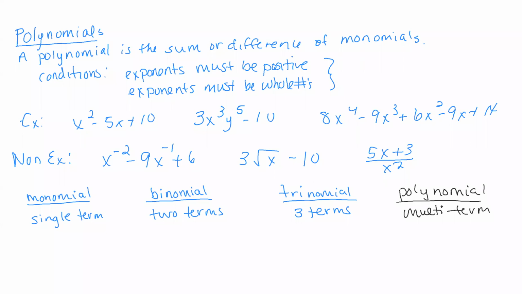So a monomial could be something like 5x squared. A binomial could be something like x squared minus 9. A trinomial could be something like x to the third plus 3x squared minus 4x. A multi-term polynomial could be any of the 3 that I've already shown you, but you can have more than 3 terms. We could have something like 5x squared minus 10x plus 3y squared minus 6y. Okay, that would still be considered a polynomial. It just is a polynomial with 4 terms.